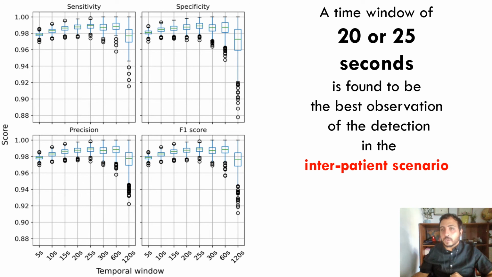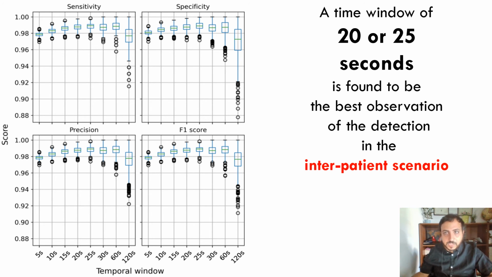The primary outcome of this experimentation is that an observation of 25 seconds allowed us to obtain the best overall metrics with a pipeline composed of only a random forest model. In this case, the result exceeded 0.99 on all the evaluated classification metrics, which are the sensitivity, specificity, precision, and F1 score.